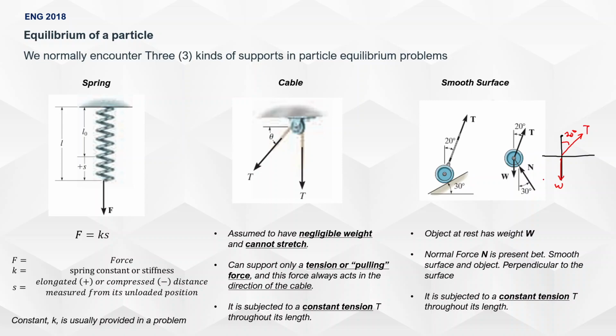and this happens all the time, where when an object is in contact with a smooth surface, there exists a normal force, and that is present in between the smooth surface and the object, and is always perpendicular to the surface. Okay, so we have something here. So it's something like this.